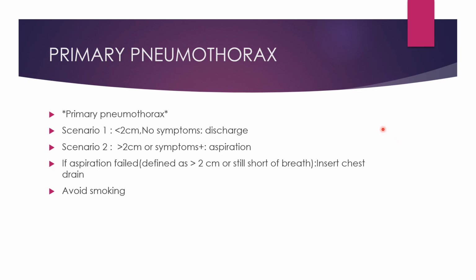So whenever you come across an MCQ of pneumothorax, first check if it's primary or secondary, then check if it's less than 2 centimeters or greater than 2 centimeters, and if the patient is having symptoms or not. So these three things you should keep in mind while answering an MCQ of pneumothorax, and then go ahead with either discharge or aspiration or inserting a chest drain based on the scenario in the MCQ.